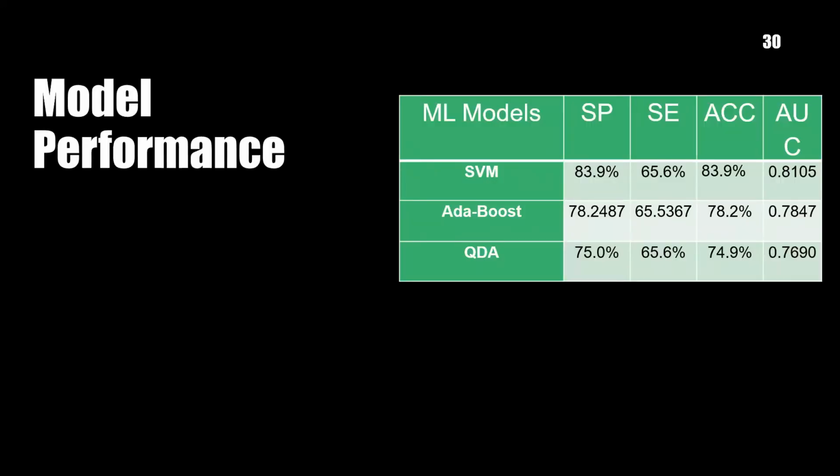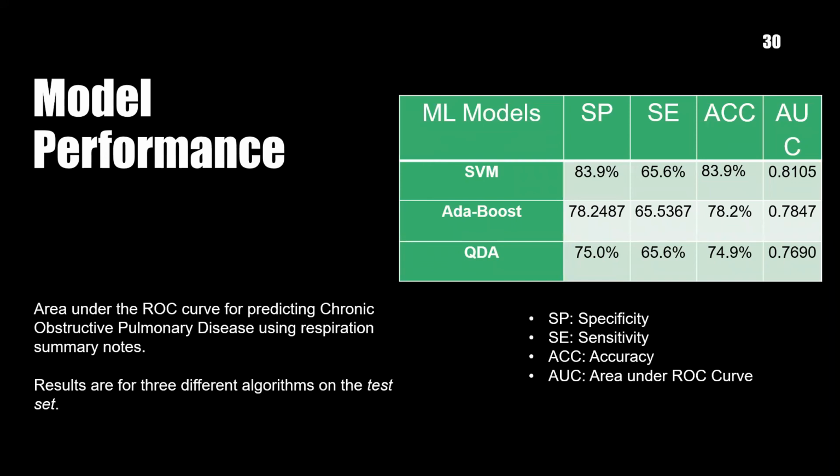And these are the model performance results. The first column is the specificity. We have SVM, AdaBoost, and quadratic discriminant analysis. Then we have sensitivity, accuracy, and area under curve. So which model is doing better? The first one, right? SVM. It is doing better than the others, and the second one is AdaBoost.